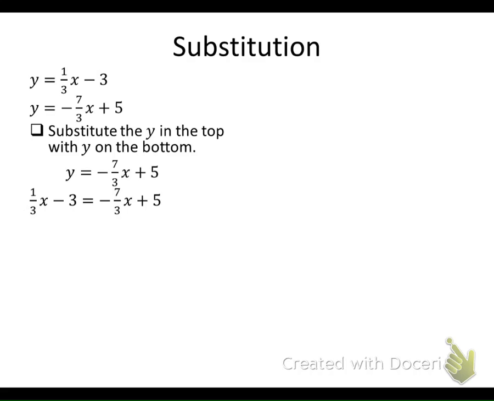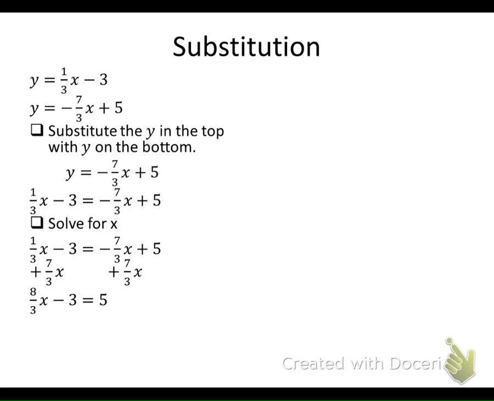Okay, I need to solve for x. I've got a negative 7/3 x, so I'm going to add 7/3 x to both sides. I get rid of that negative that way, and I'm left with 8/3 x minus a 3. Let's get rid of that 3 by just adding it.